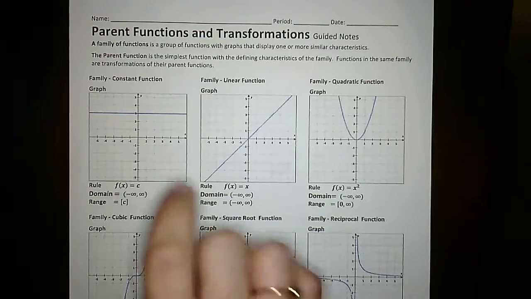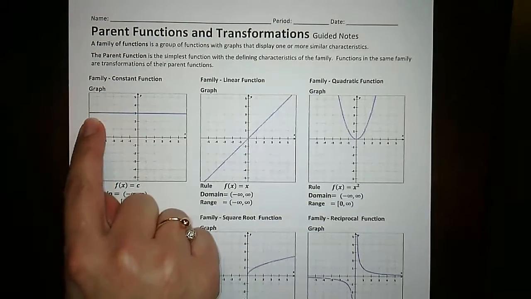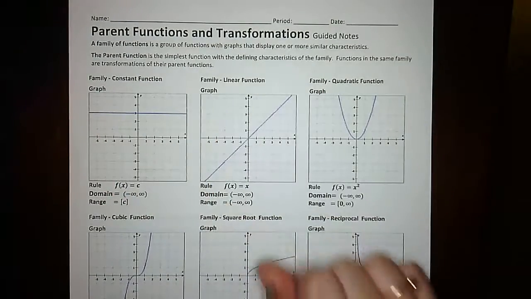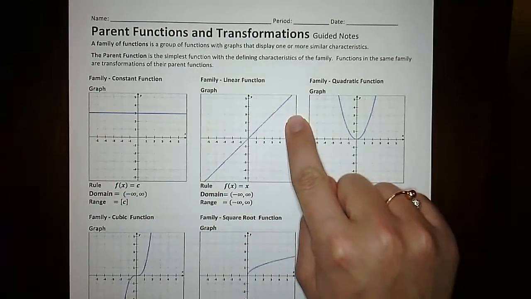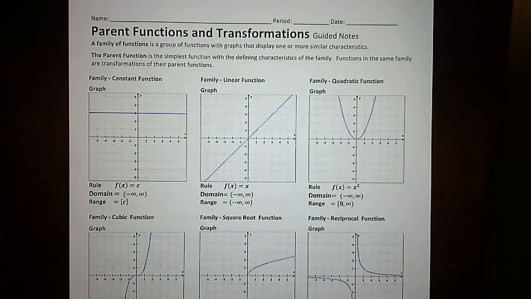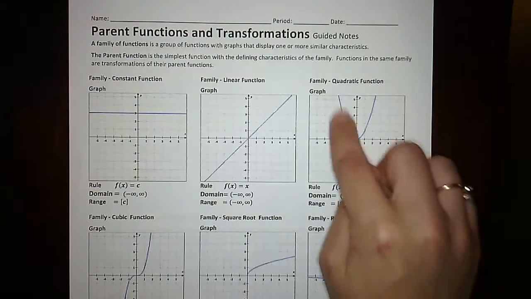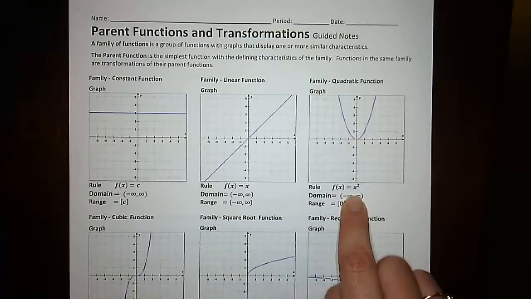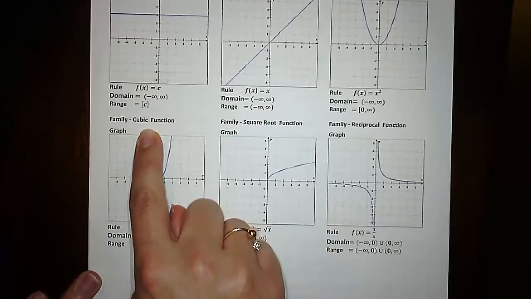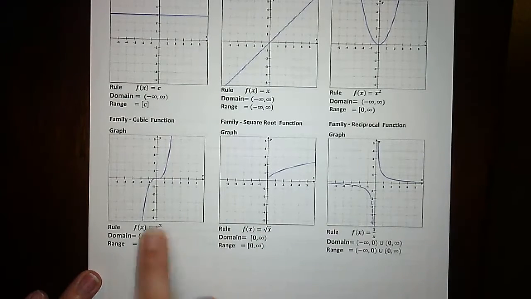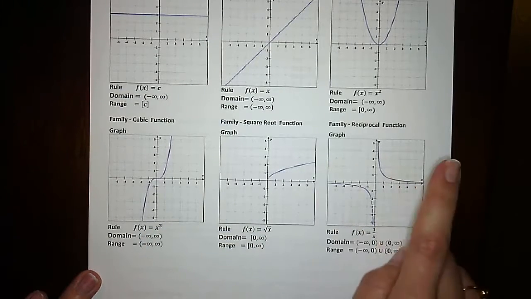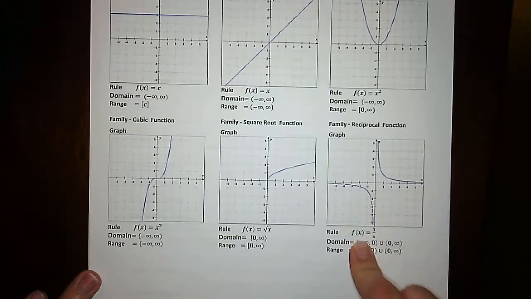So first thing is a constant function, meaning it's just a horizontal line the entire way. Then you guys are familiar with a linear graph, and so it's just f of x equals x. This is a parabola, a quadratic function, which is x squared. This is what we call a cubic function, so it's degree 3. This is a square root function, and then these are reciprocal functions, so 1 over x.